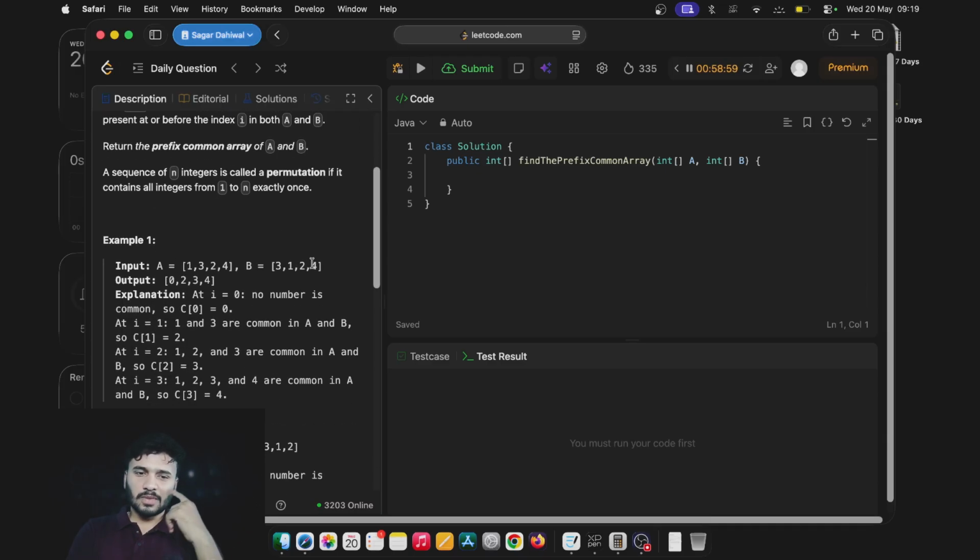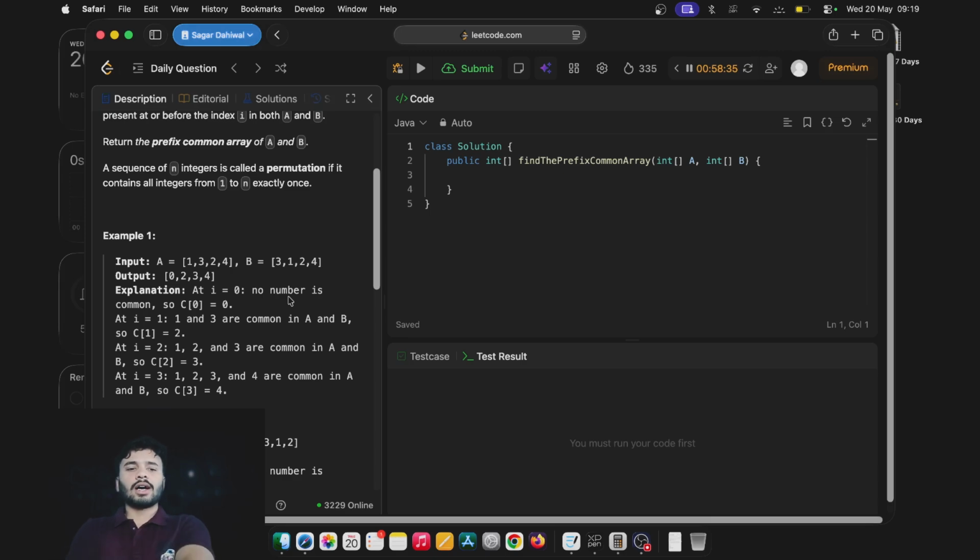So we have the arrays A and B, and our answer looks like this. At i equal to 0, why? No number is common, so C of 0 is 0. The ith number which is common in both is none. That is why it's 0. At i equal to 1, the 1 and 3 are common in A and B. So C of 1 is 2.